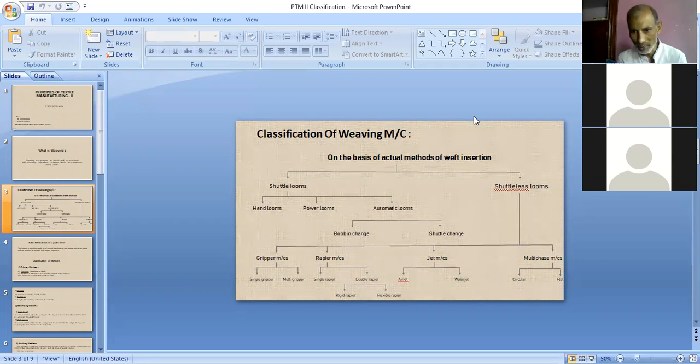And they are of 2 types. One is circular type, another is flat type. So this is a basic classification of weaving machines on the basis of actual methods of weft insertion.